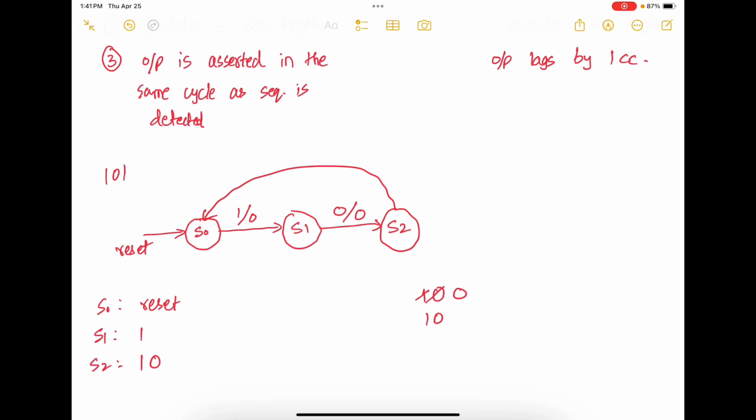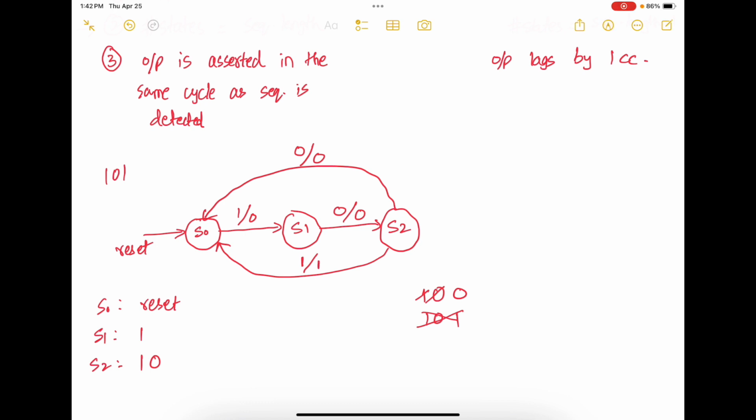So from S2, if you get an input 0, you move to the state S0 and your output is a 0. Now let's see what happens if you get a 1 from state S2. If you get a 1 from state S2, that means that your sequence is detected. So you basically erase this because overlapping sequences are not allowed. And by default, you go to state S0 or your reset state. But now, since your sequence was detected, you are going to assert your output.